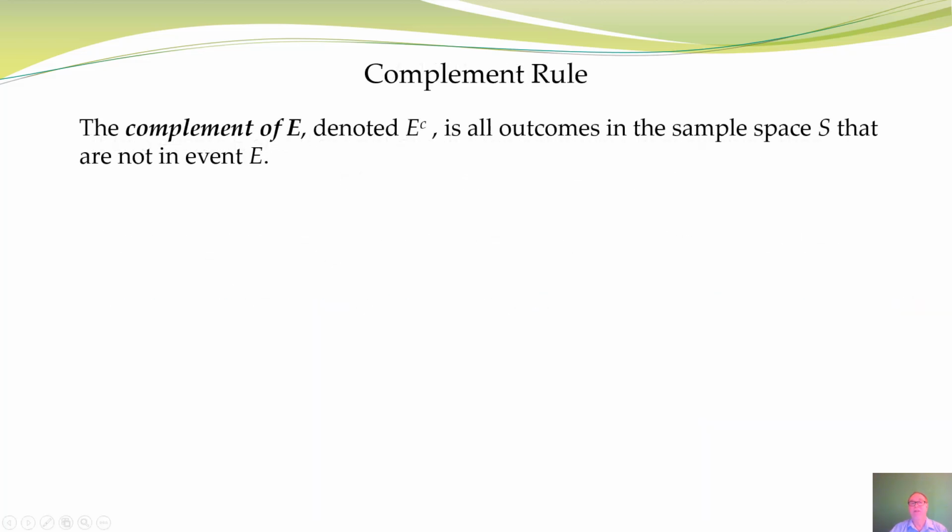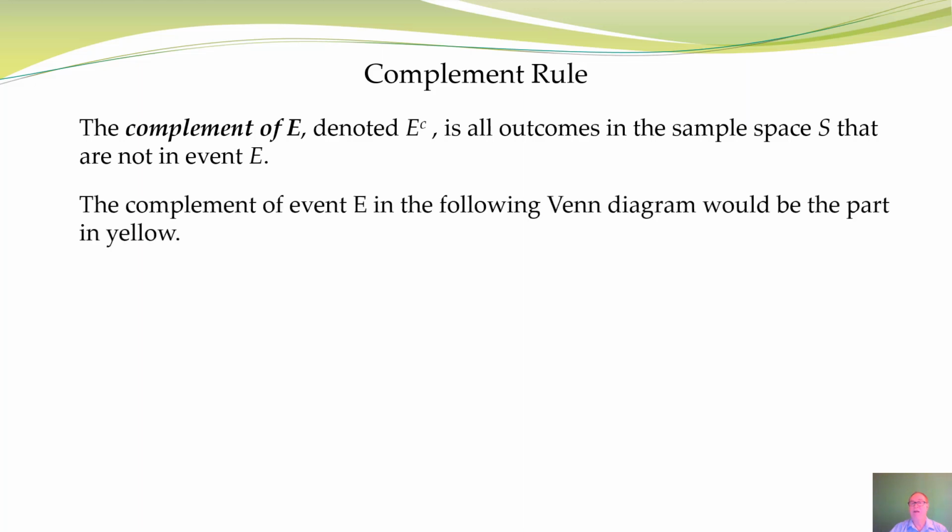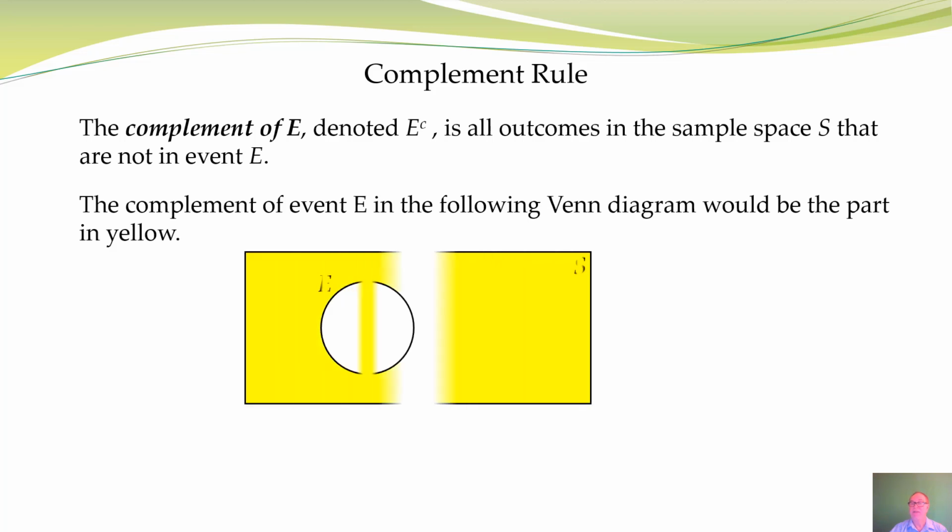Complement rule. The complement of E, denoted E superscript C, is all outcomes in the sample space S that are not in event E. The complement of event E in the following Venn diagram would be the part in yellow. So if we draw a Venn diagram with event E, everything outside of E that's still in the sample space would be the complement of E.